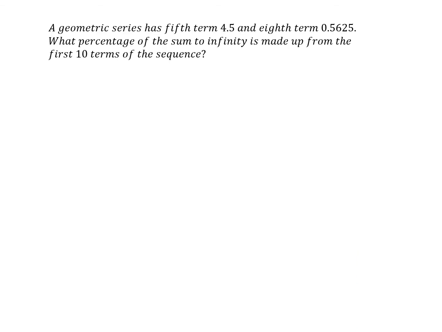So the first thing we're told is that the geometric series has got a fifth term of 4.5. So we can immediately write down ar to the power 4 as 4.5. The eighth term is this number here, so we can write down ar to the 7 equals 0.5625. So what we have here are two simultaneous equations.